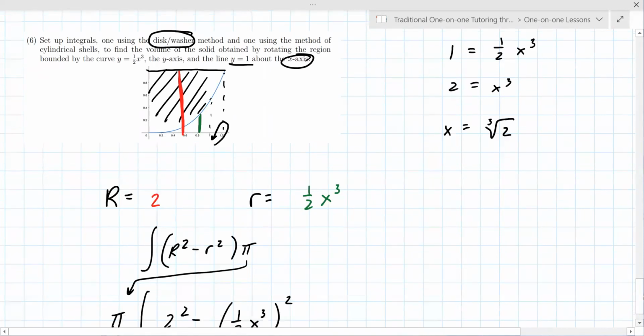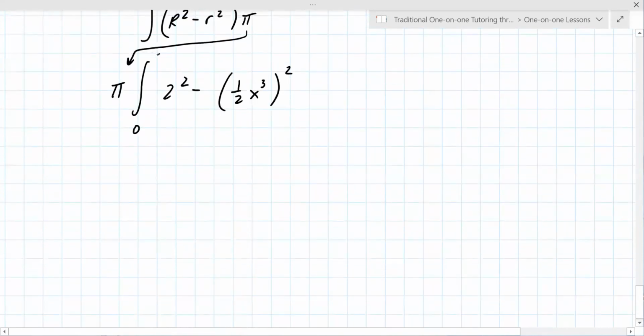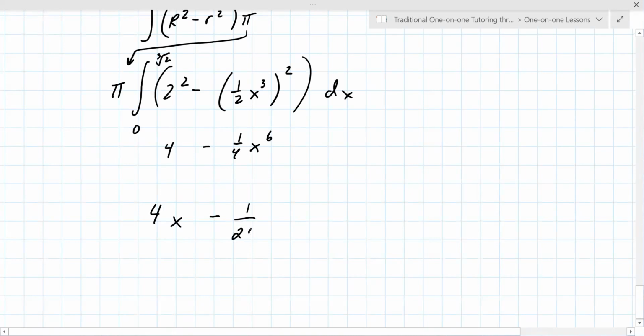Is that okay? Yep. Okay, so that's the cube root of 2 there, dx. Okay, so you got 4 minus 1/4 x to the 6th. So you got to find your antiderivative, 4x minus 1/28 x to the 7th, times pi, and you're evaluating from 0 to 3 square root of 2.